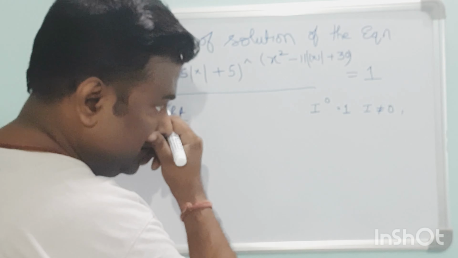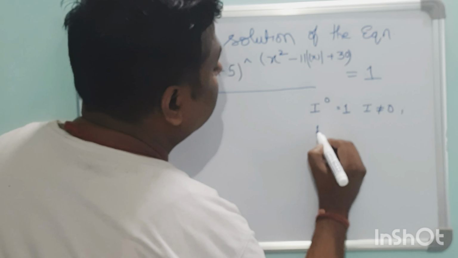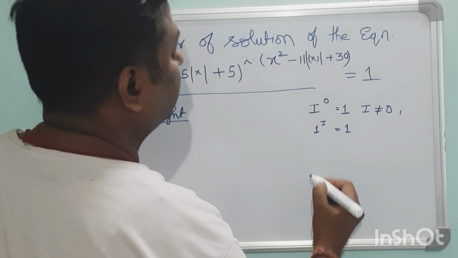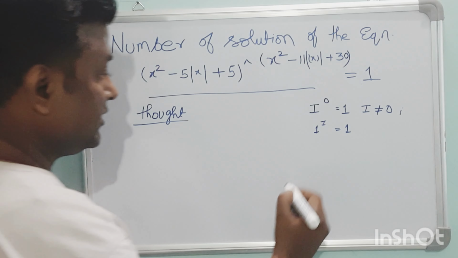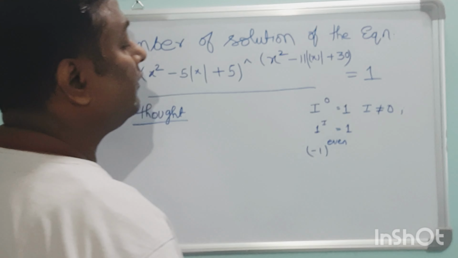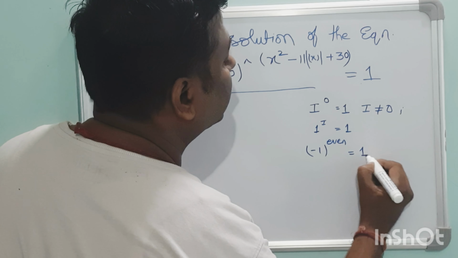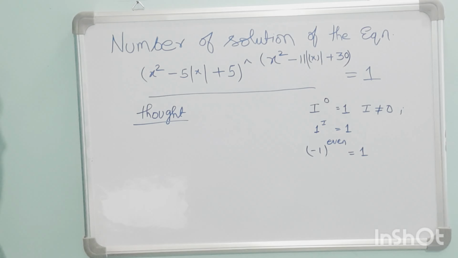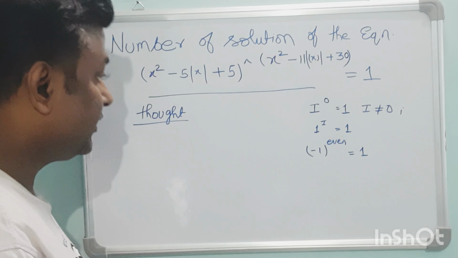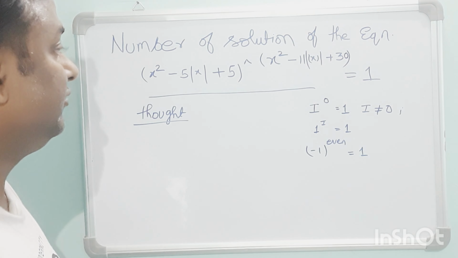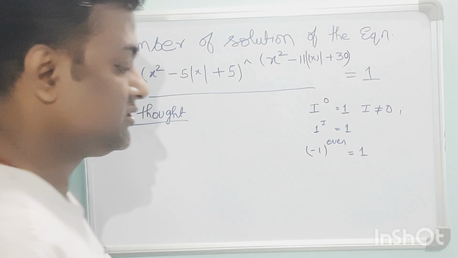The second case is 1 raised to power any integer is equal to 1. The third case is minus 1 raised to power an even number, which is also going to give me 1. These are the only three cases by which you can get 1. This we have already learned in class 7. And this question has come in previous years of IIT JEE, so we are going to see how this is getting used here.